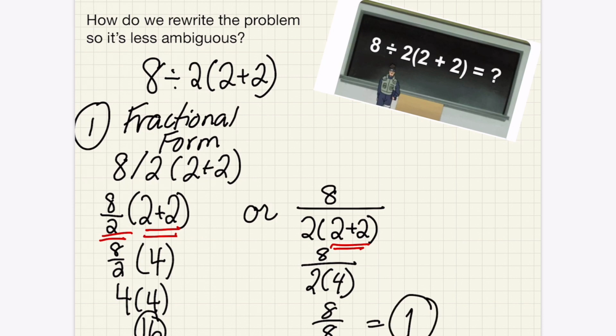So this one step, just changing it to a fractional form, is going to get rid of that ambiguity because it shows me which way the problem should be solved. My second tip is to just think about your brackets, your grouping.